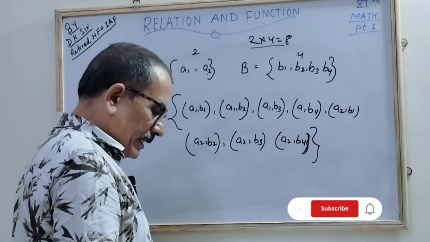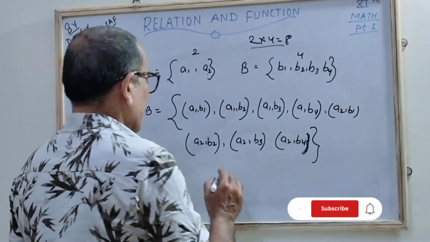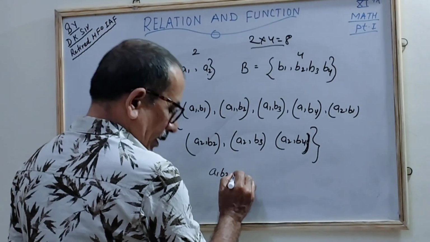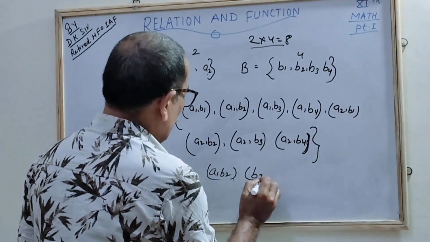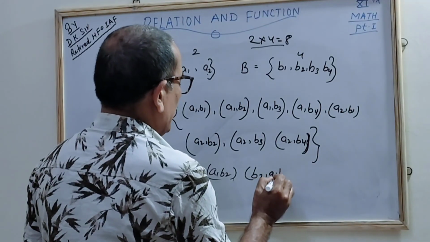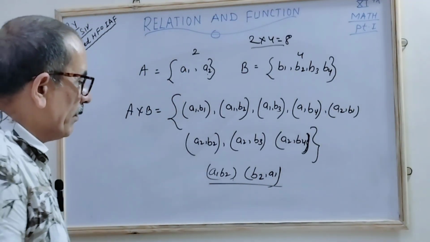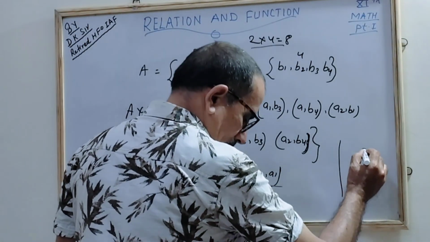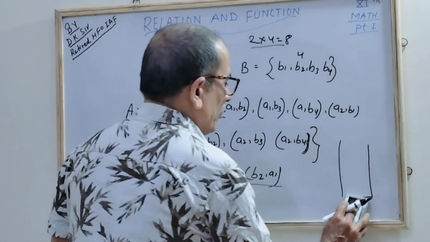So each will be distinct from the pair in the position B1. You remember it will never be equal. A1, B1 will never be equal to B2, A1. Already I have shown it by drawing the graph also. It can never be. So it can be shown like this also, correct? You can write it here, where you can show.